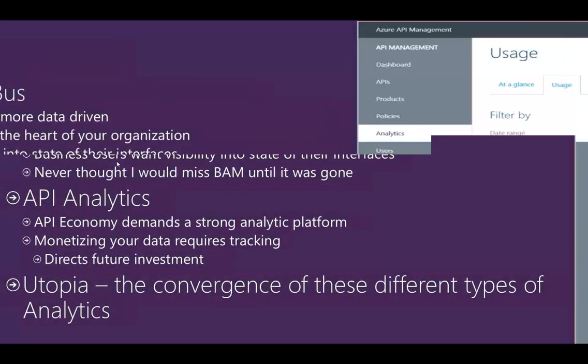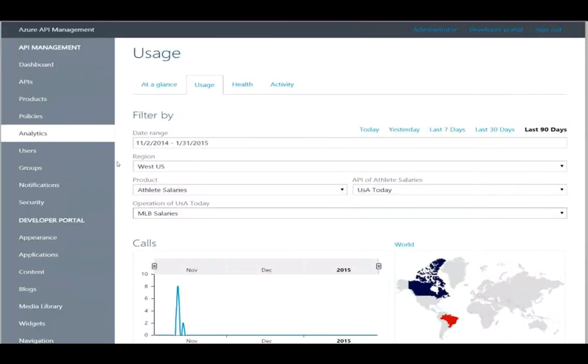I've compiled a couple of different examples here. These are API management analytics. In this example, we've got Azure API Management, and I've built an API around an existing third-party API from USA Today, a newspaper in the United States, which exposes Major League Baseball salaries. These are some very simple usage analytics that the platform exposes to me. I built this API a couple of months ago, and I hit it a few times just to see how this would look.